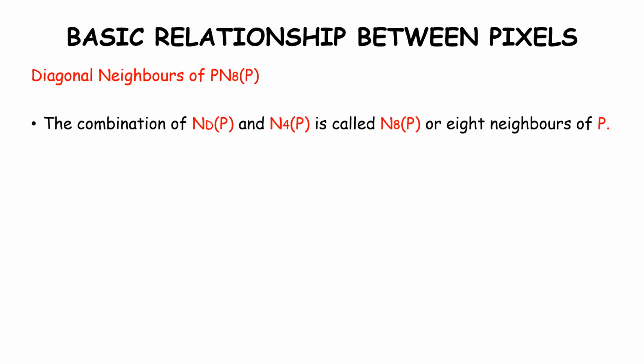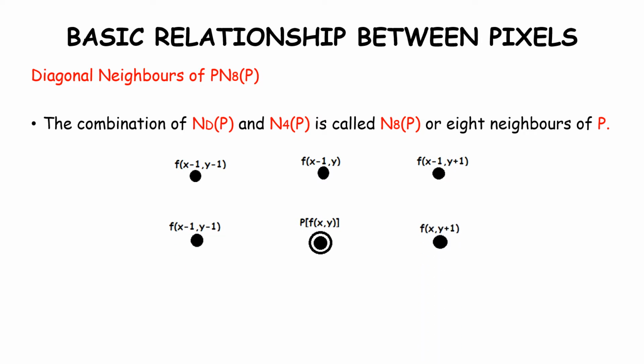And in the last, we have the 8-neighbors of P, N8 of P, which is the combination of both ND of P as well as N4 of P, and it is called N8 of P, or 8 neighbors of P. This is how the coordinates take their position.